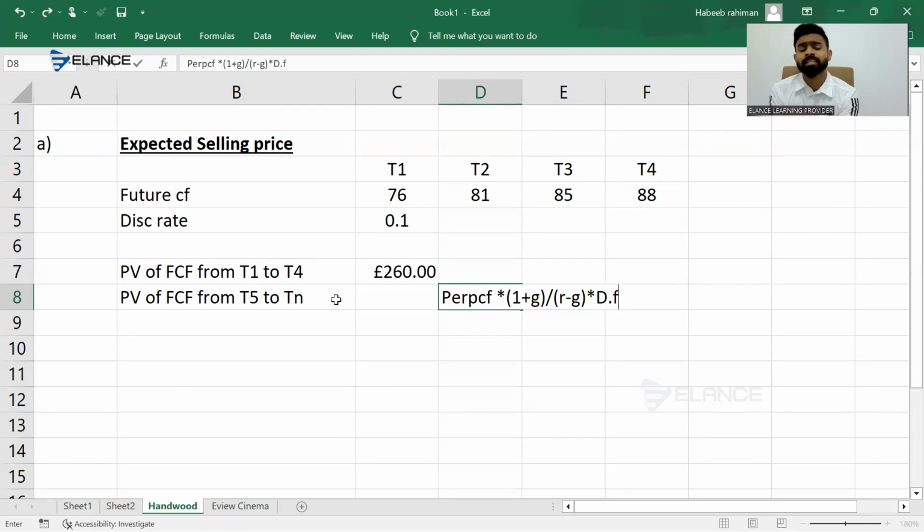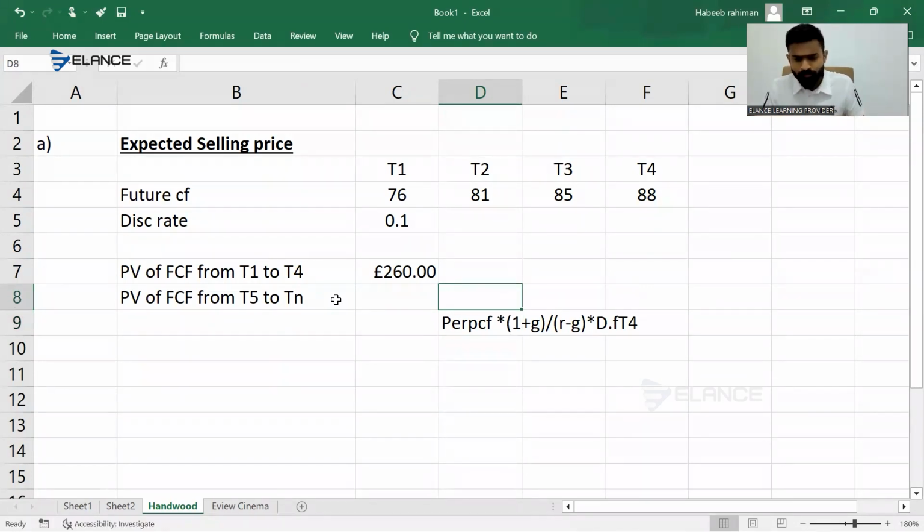The discounting factor has to be that of the period just prior to when the cash flows began. In this question, perpetual cash flows are starting from T5. So the preceding period is T4, and the discounting factor of T4 has to be taken. If you are not okay with this formula, at least learn this by heart. This is a very, very commonly tested formula. Not only for valuation, NPV, there are many times this is asked. So perpetual cash flow into 1 plus G divided by R minus G multiplied by the discounting factor of the fourth period. I'm going to solve this formula now. Are you okay with the formula? Could you please confirm?